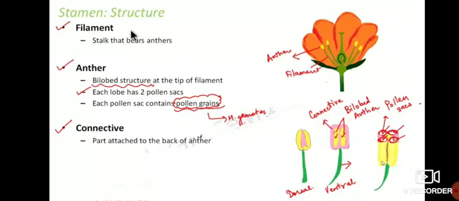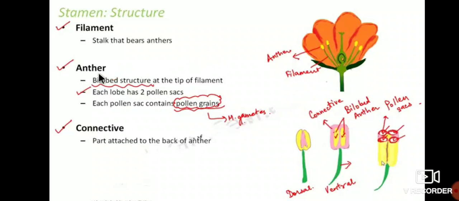So we are going to study one by one. First one is stamen structure. So in the stamen, this one is there. We are going to take this one. This is the stamen. In this one, stalk that bears anther. So stalk that bears anther. So here will be there at the end. This is called as anther.